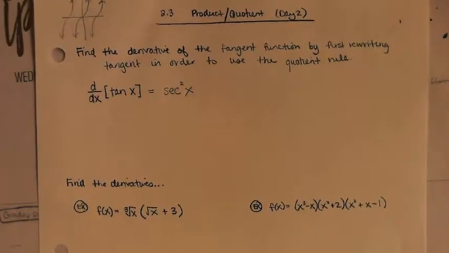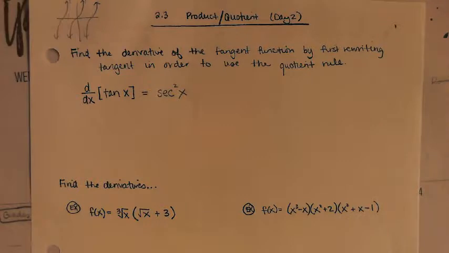Josh? Secant squared is 1 over cosine squared. Yep, secant is just 1 over cosine, so secant squared would be 1 over cosine squared.